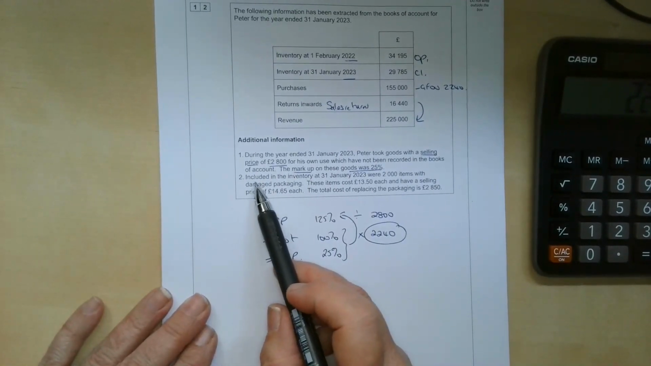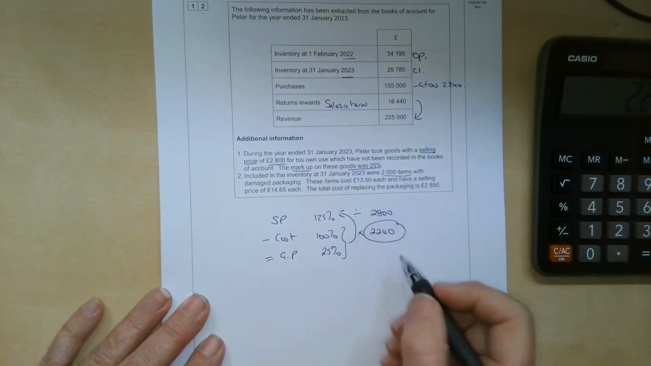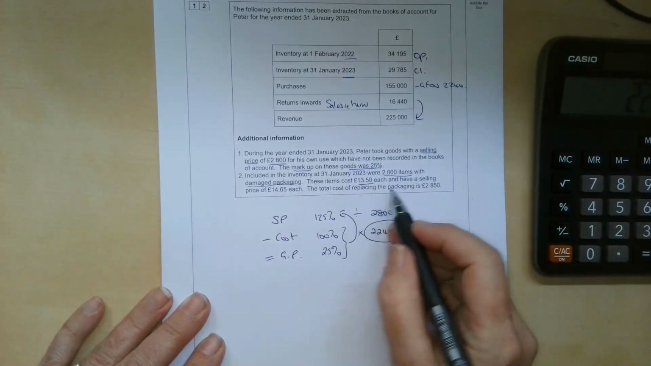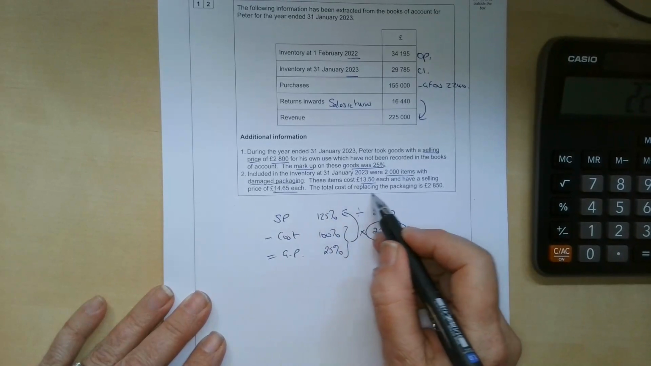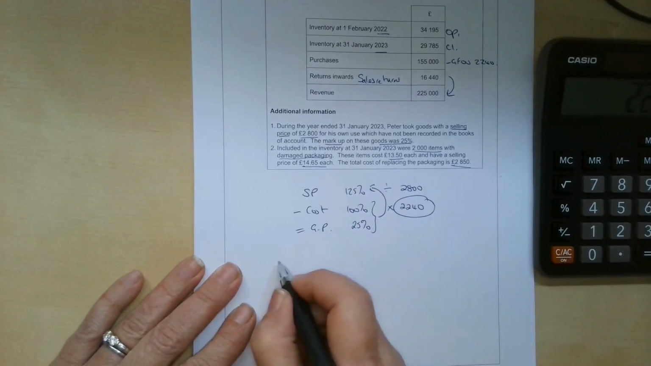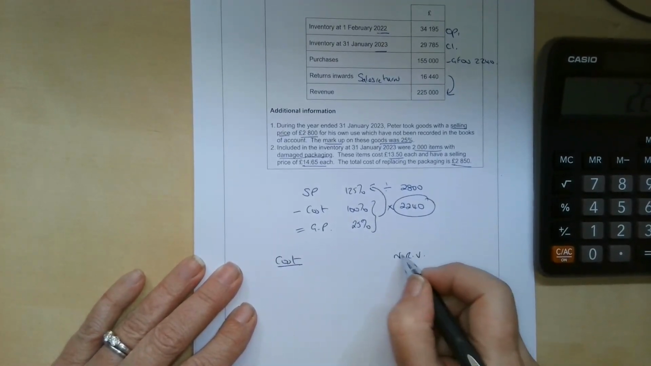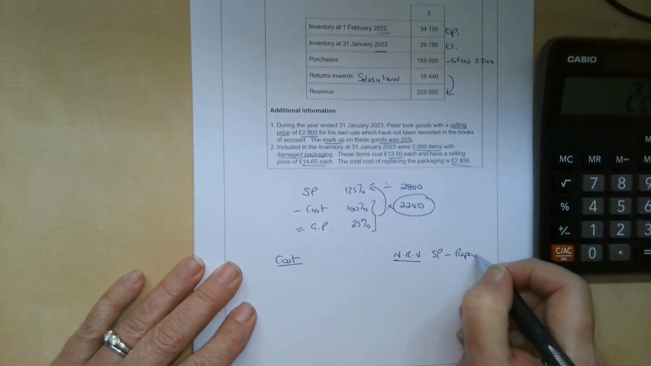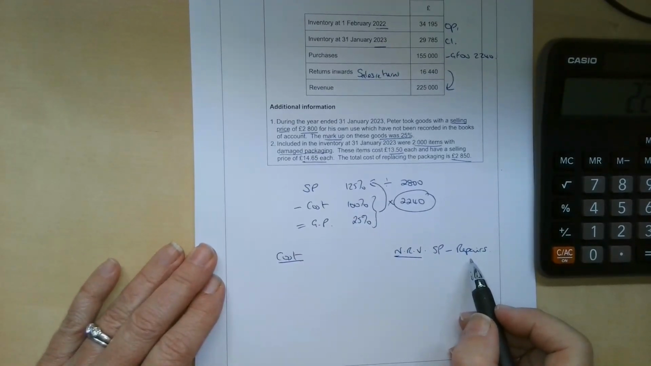Additional information number 2: included in the inventory at the 31st of January were 2,000 items with damaged packaging. These items cost £13.50 each, and they have a selling price of £14.65. The total cost of replacing the packaging is £2,850. Now, this is where we have to compare the cost of those goods with something called NRV, which stands for net realisable value, which is the selling price minus any repairs or any costs that we have to incur in order to get those goods into a saleable condition.